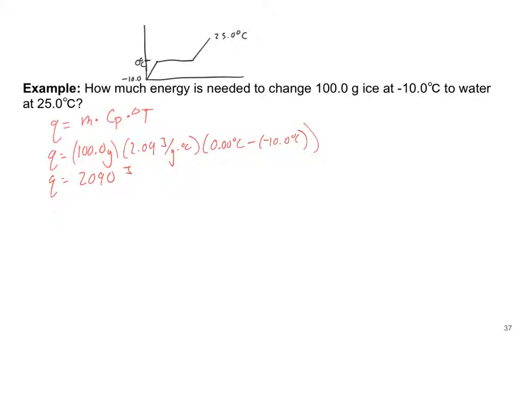Just joules. So that's my first calculation. Then I need to do my phase change calculation, which is a stoichiometry calculation. And we are at solid, so we'll come back and grab the right number in a minute. But I'm going to start by setting up 100 grams of water, and I'm going to convert it to moles of water. So in 1 mole of water, I have the molar mass, which is 18.02.